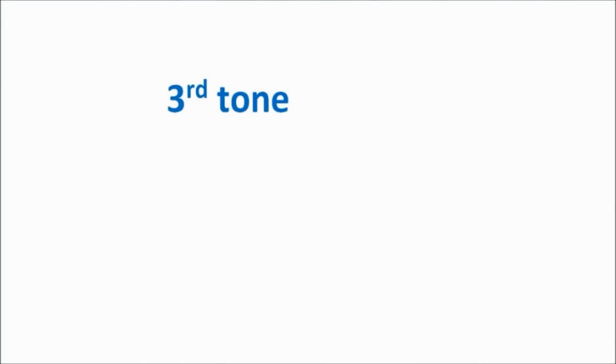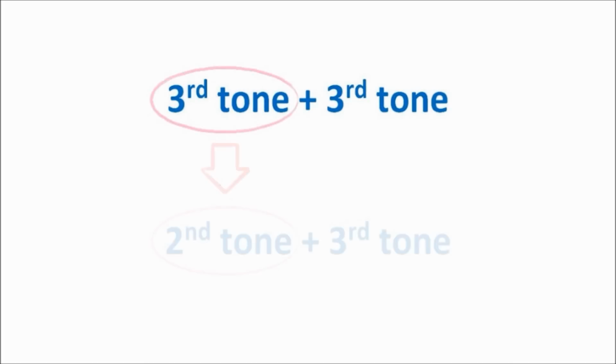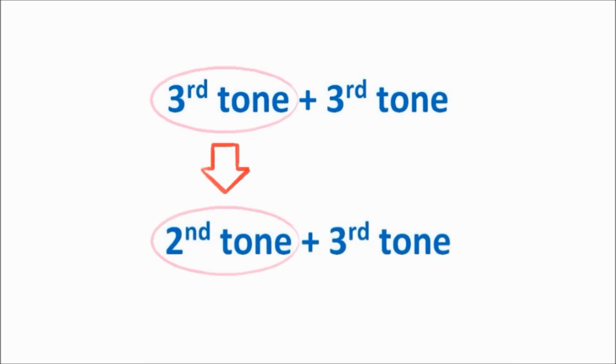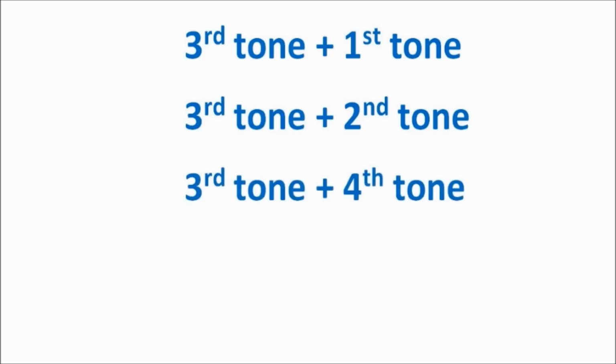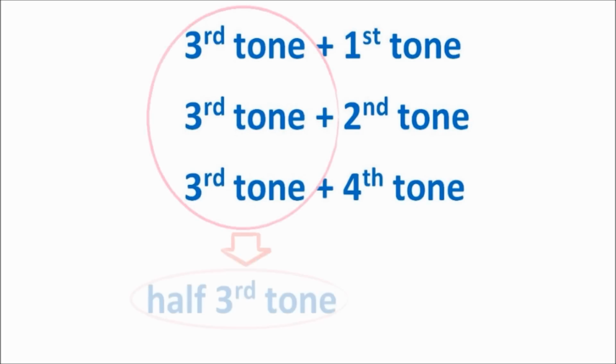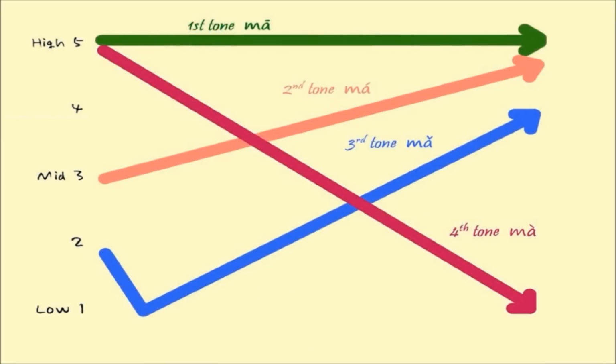Let's do a recap of the rules of third tone changes. When we have a third tone followed by another third tone, the first third tone becomes a second tone. Perhaps you can remember this with the saying, likes repel. And when we have a third tone followed by a first, second, or fourth tone, the third tone becomes a half third tone. The way to say a half third tone is simply keep it low.